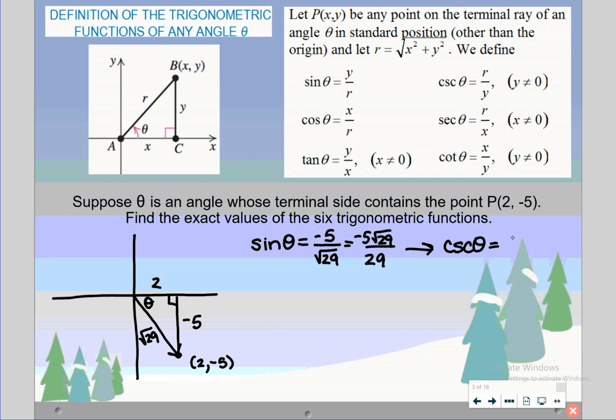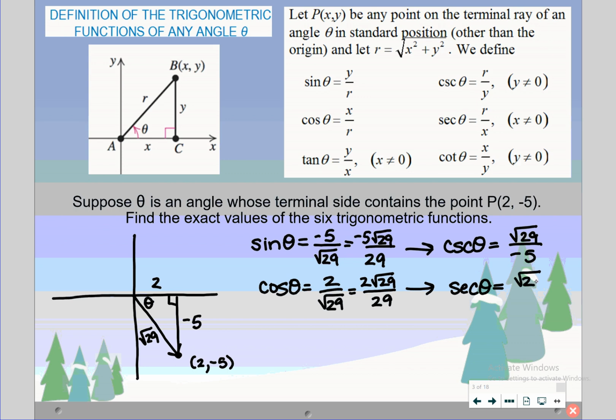And then if I want to flip it to get cosecant, remember you can flip either one. If I were doing it, I would flip the first one, so I don't end up with a radical in the denominator and I don't have to rationalize. Save myself a little bit of time. Cosine is adjacent over hypotenuse, so 2 over root 29, which would be 2 root 29 over 29. And secant, again, I would probably flip that first one, root 29 over 2.